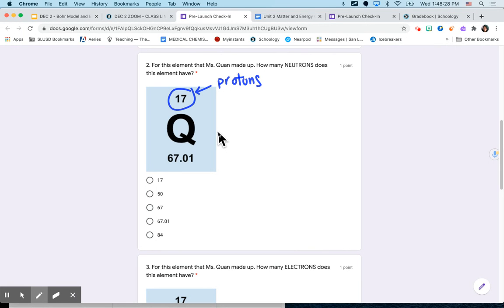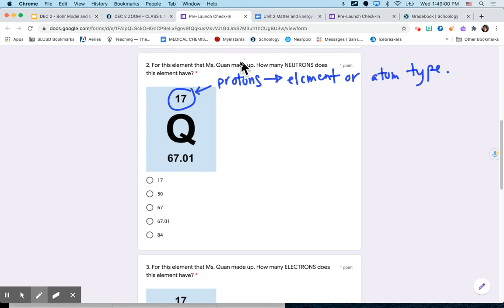and as a side note, you should also know that the protons tell you the type of atom, or what element it is. So if I ask you, what is this element, just look for the number of protons, and that will tell you what element it is.